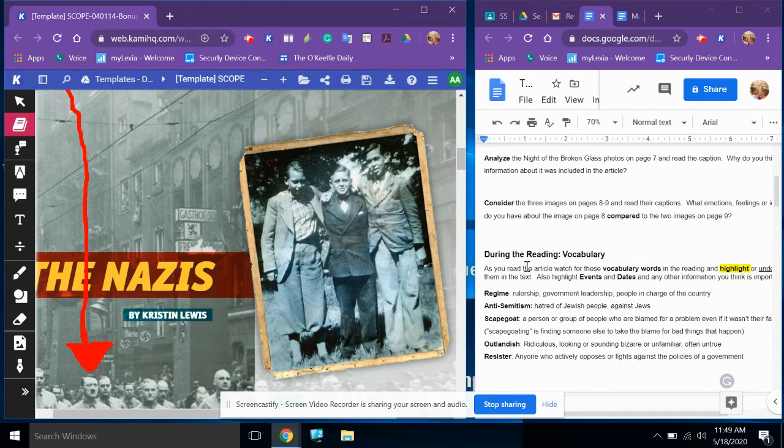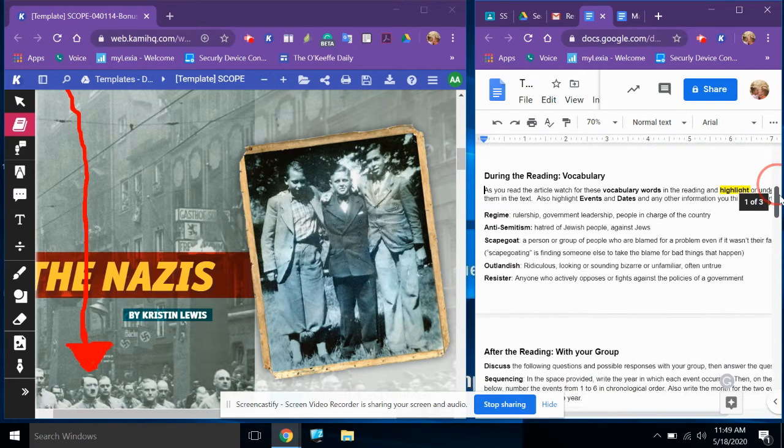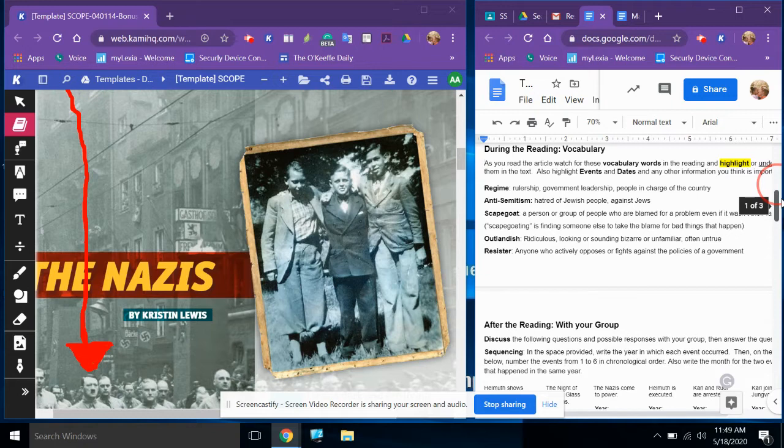Outlandish: ridiculous looking or sounding, bizarre or unfamiliar, often untrue. So if something is referred to as being outlandish, it's just ridiculous and not true. And then resistor. A resistor is someone who resists. So anyone who actively opposes or fights against the policies of a government could be considered a resistor. So that's what we're going to look for as we read through this article right now.